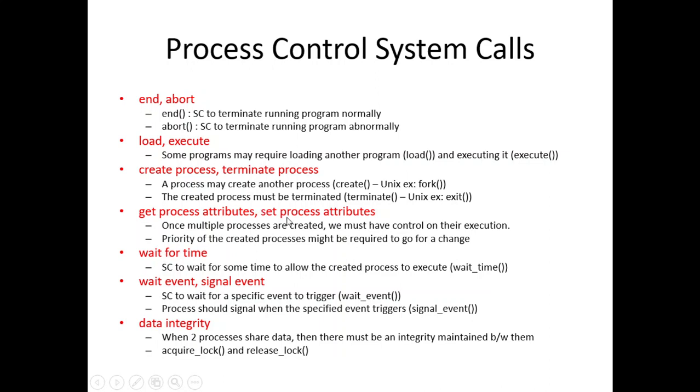Apart from that, we also have a system call which allows a running process to run for some specified amount of time. This wait for time or wait time system call would wait for some specific time, and it will allow a running process to run for that particular time. Similar to wait time, we also have wait event, which is a system call which would wait for some event to get triggered.